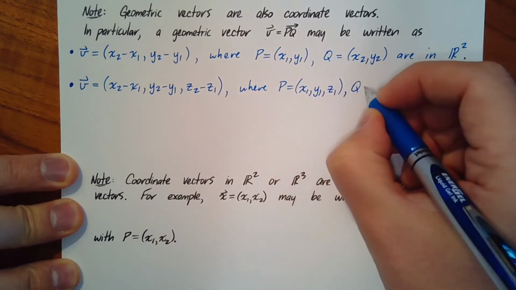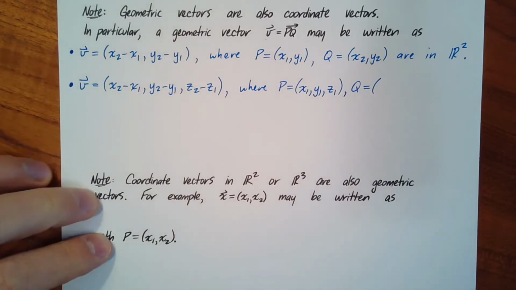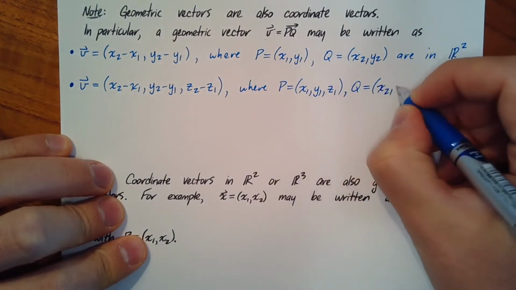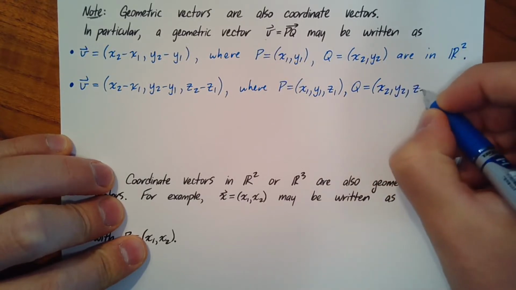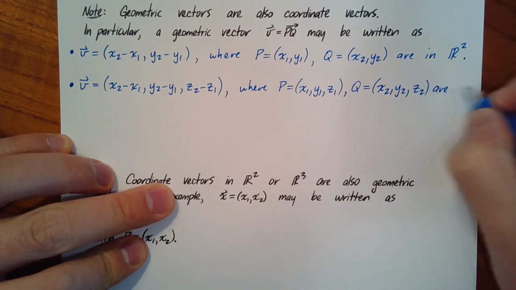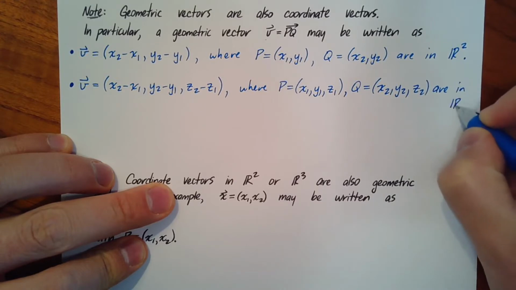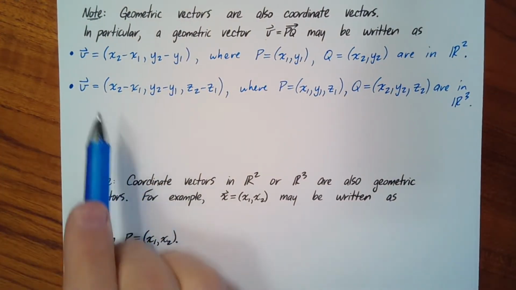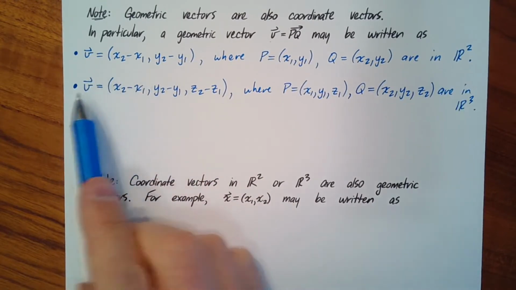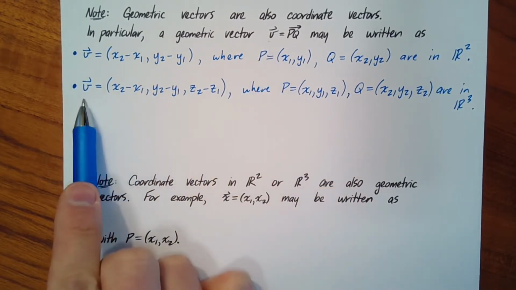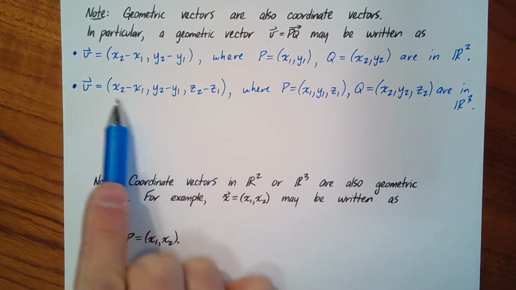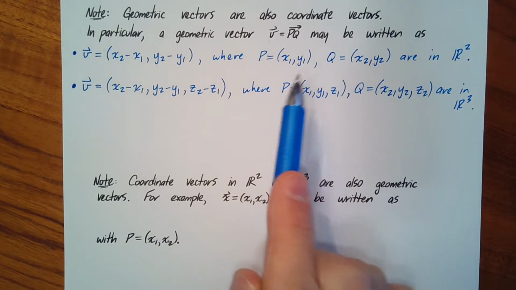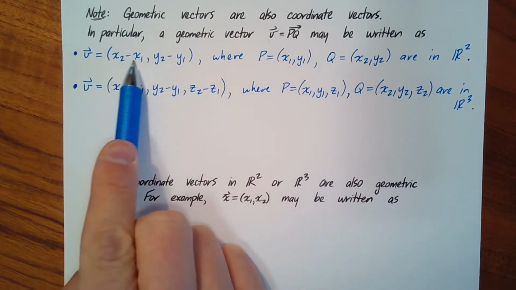And the point Q is also going to have three coordinates. So we'll label those coordinates x2, y2, and z2. And so these are points in R3. Okay, so if that's the case, then you can express the geometric vector v as a coordinate vector in this fashion, right? Because x1, y1, x2, y2, those are all just numbers. So if you plug them into this formula, you've got two coordinates.